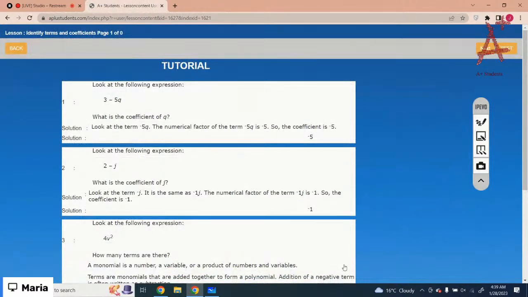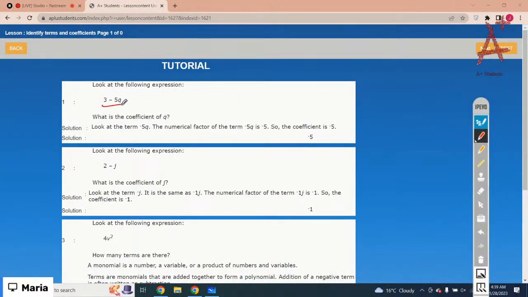Okay, look at the following expression, 3 subtract 5q. So look at the term negative 5q. Here the numerical value is negative 5, and the negative 5 is the coefficient of variable q. That is the coefficient and that is the variable. Got it? So basically we have a term negative 5q that has the numerical factor negative 5 and the coefficient is negative 5. Got it?